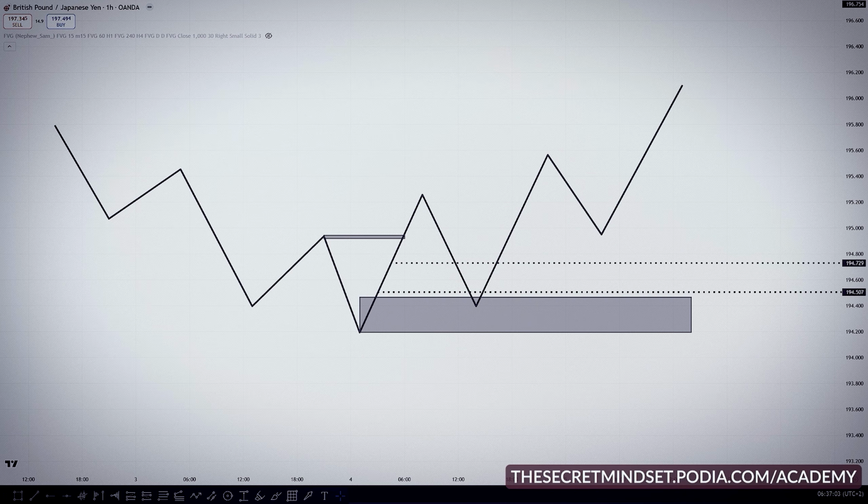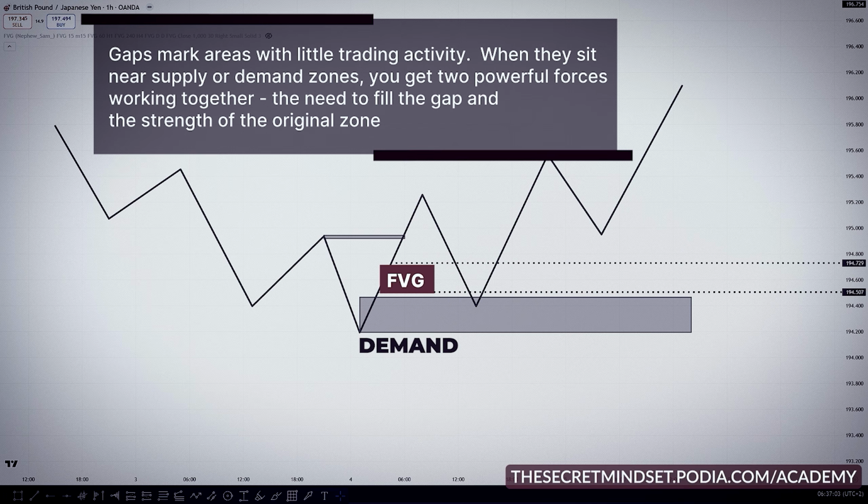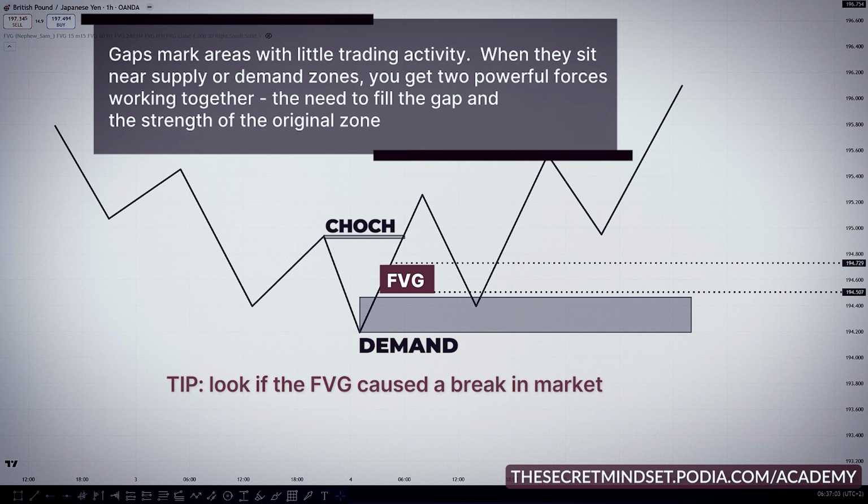The technical reason this works ties to liquidity. Gaps mark areas with little trading activity. When they sit near supply or demand zones, you get two powerful forces working together: the need to fill the gap and the strength of the original zone. Your edge comes from spotting these combinations early. Look for clean gaps. Check if they formed near strong supply-demand zones. Also, remember the previous chapter. Look if this move caused a break in market structure. These setups offer clear entry points with defined risk.